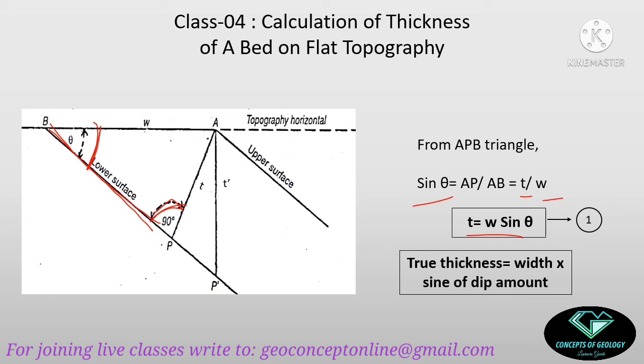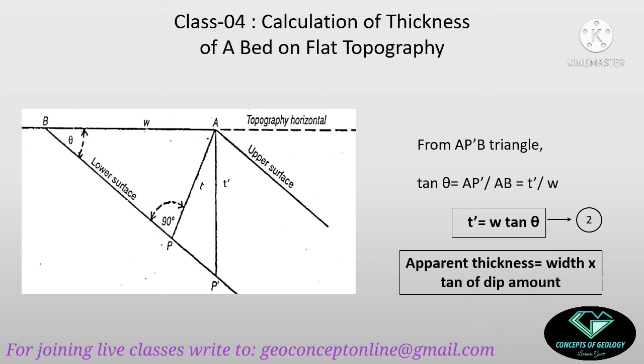So this is the first relationship. True thickness means width of the outcrop times the sine of the dip amount, okay. So clearly if I know the width of the outcrop and the sine of the dip amount, I can have the true thickness. Where is it possible? When I am getting a correct or proper outcrop. When I am getting a proper outcrop, I can measure the width and I can measure the dip amount also with the clinometer. So there I can have the true thickness by this equation, equation number 1, okay.